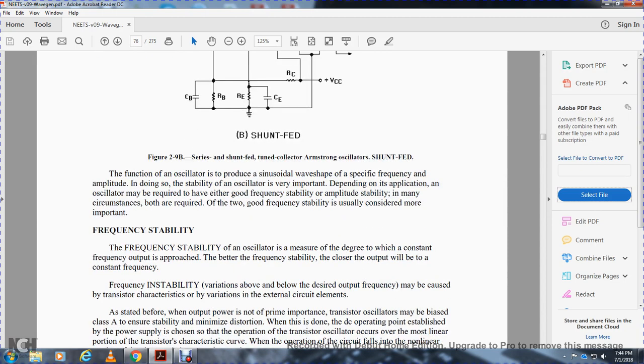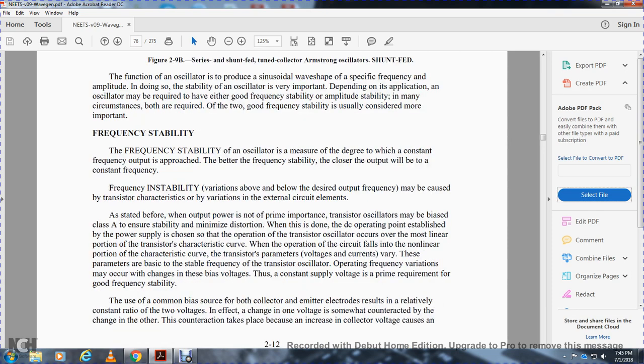The function of the oscillator is to produce a sinusoidal waveform at a specific frequency and amplitude. In doing so, the stability of the oscillator is very important. Depending on its application, an oscillator may be required to have good frequency stability or amplitude stability. In many circumstances, both are required. Of the two, good frequency stability is considered more important. Frequency stability of the oscillator is measured by the degree to which the constant frequency output is maintained. The better the frequency stability, the closer the output will be to the constant frequency.